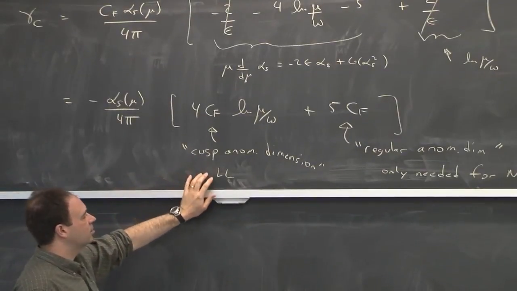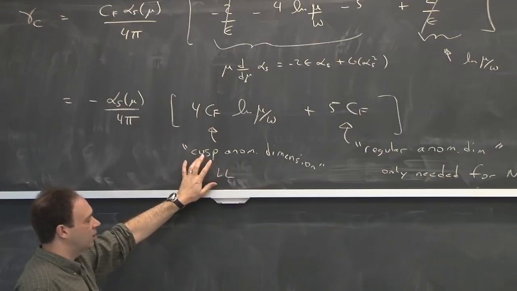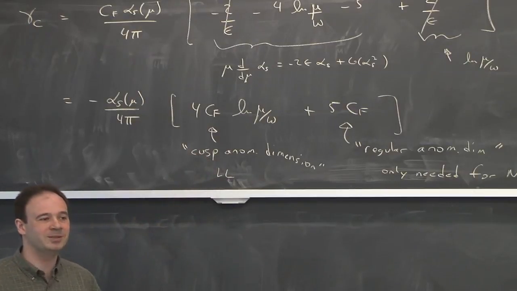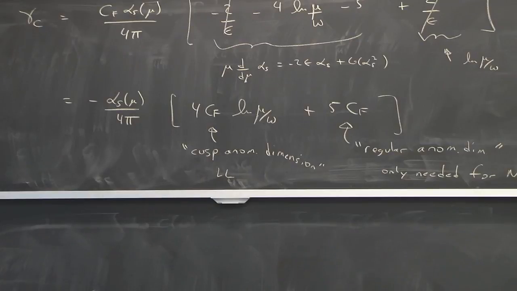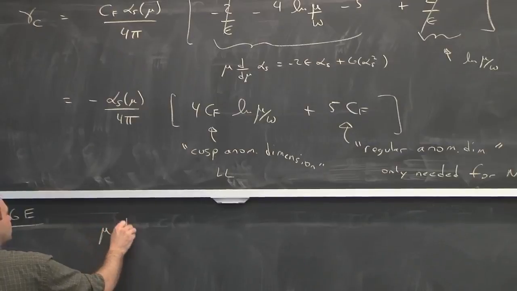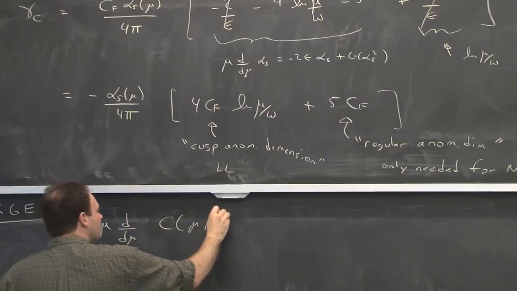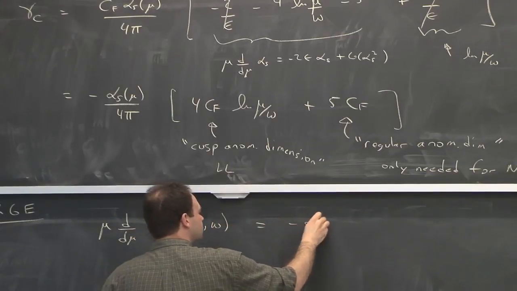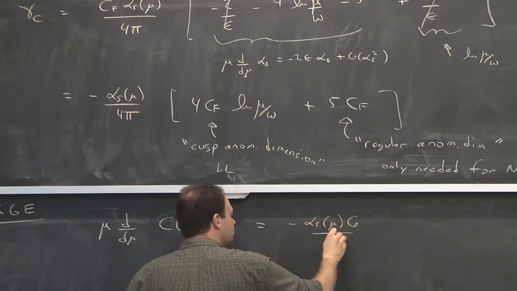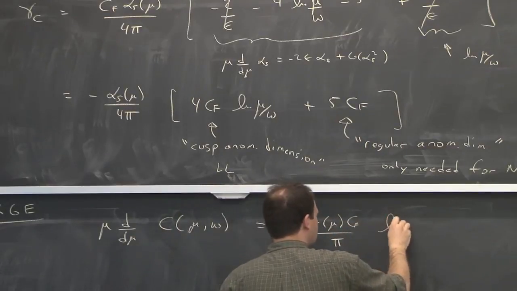So I'll come back and talk a little bit more about leading log versus next to leading log, and also I'll explain to you what this word cusp is, where's the cusp, since we haven't seen it yet. I'll come back and explain where that is in a minute. But for now, let's just take the leading log anomalous dimension and just solve the anomalous dimension equation. So we'll just take the leading log term and not worry about the other term. So just taking the cusp term.